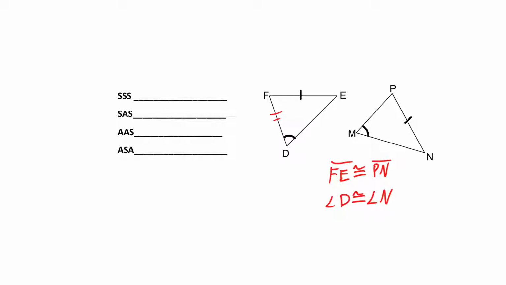FD. Yep, that FD is congruent to PM. Would that be enough for SSS? Nope. So what else do I need? I need to know that ED is congruent to NM.